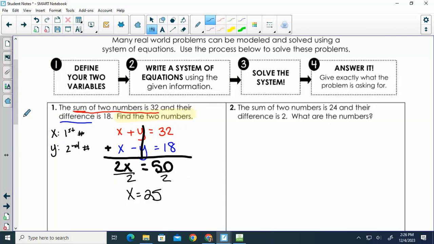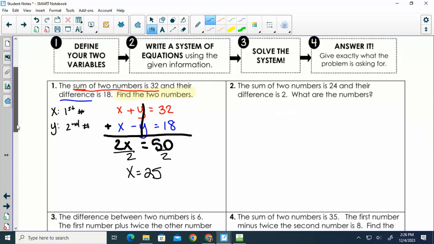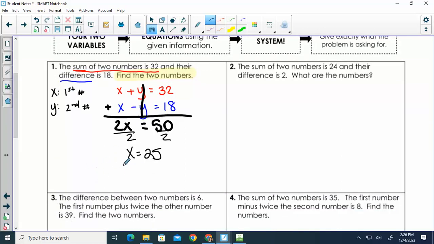So then once you have the first one, all you have to do is go back and plug it in any equation. So if I did the first one, so it's x, which is 25, plus y equals 32. Subtract my 25, so y equals 7.